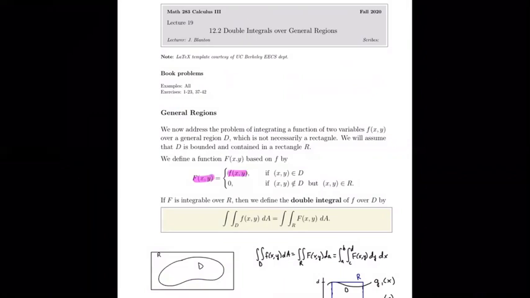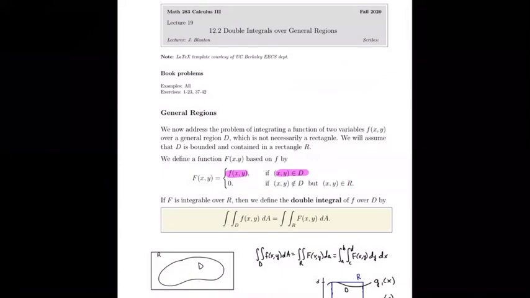It's lowercase f of x, y for any point that's in D. So any point inside this region, it's just equal to lowercase f of x, y, as expected. And it's 0 for any point that's not inside D, but is however inside that rectangle. So effectively, capital F takes on all the same values as lowercase f inside D, and outside of it, it gives 0 contribution. That'll be useful in terms of calculating the volume above the region D in a moment.